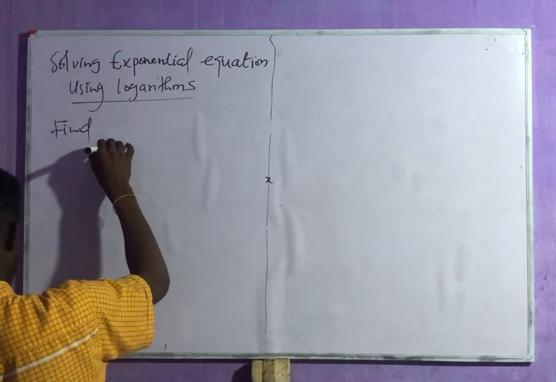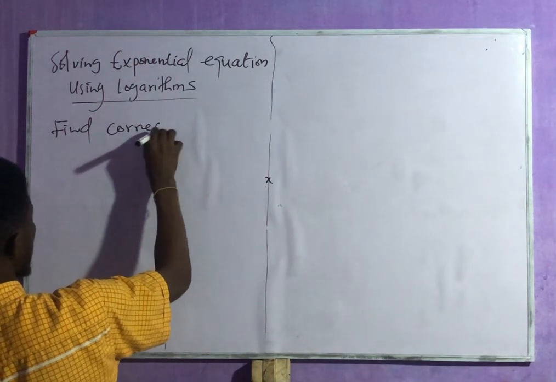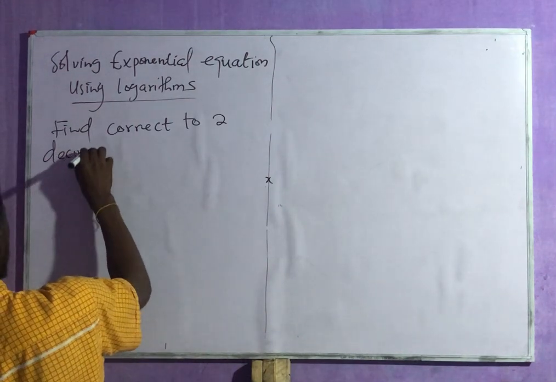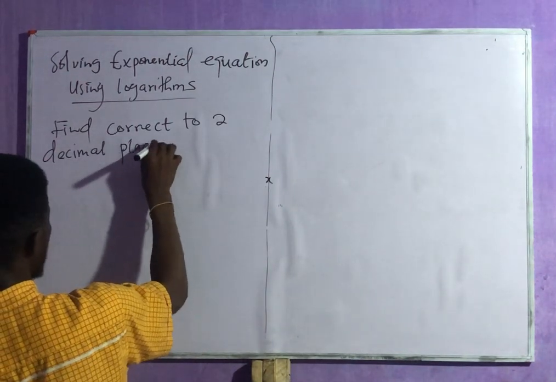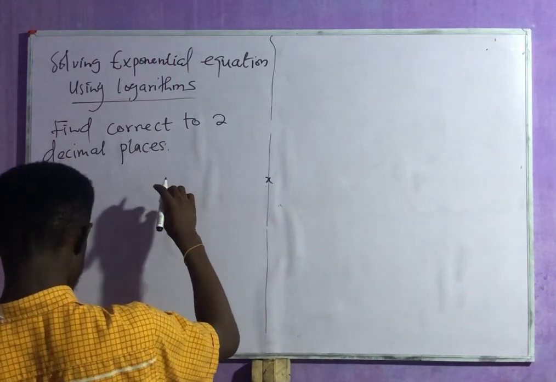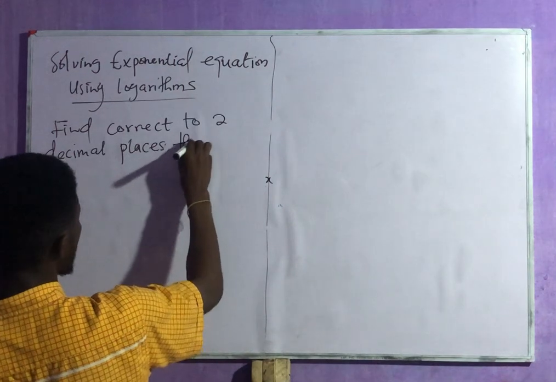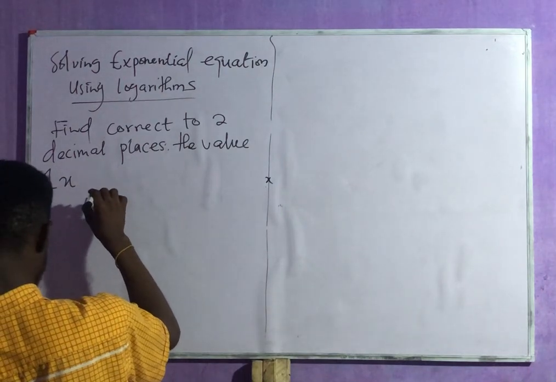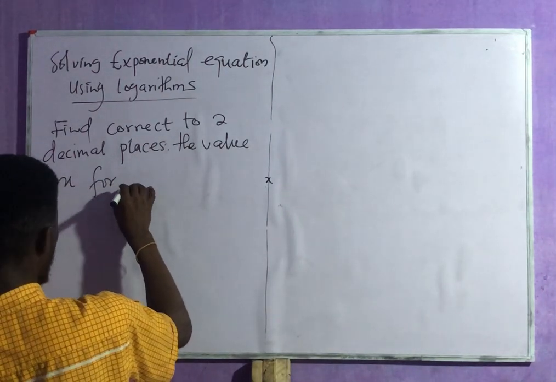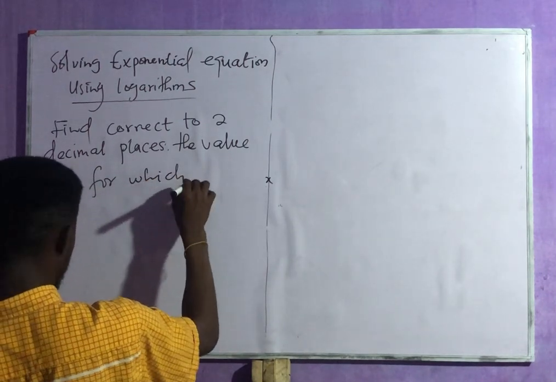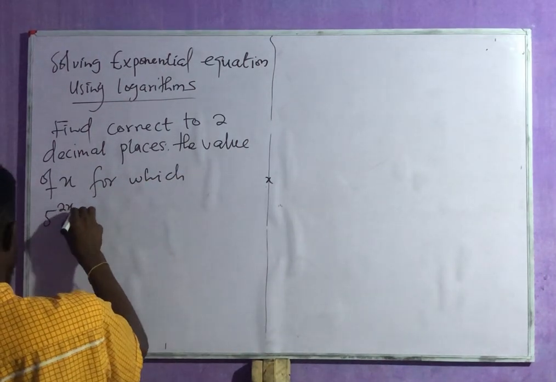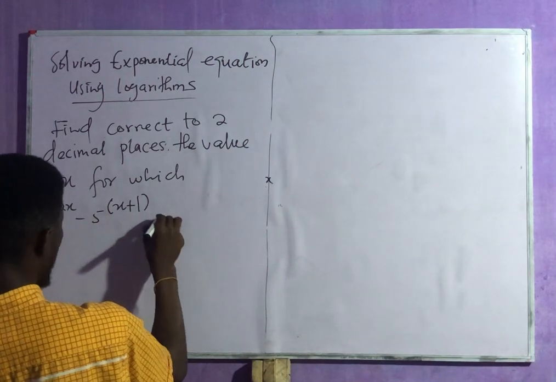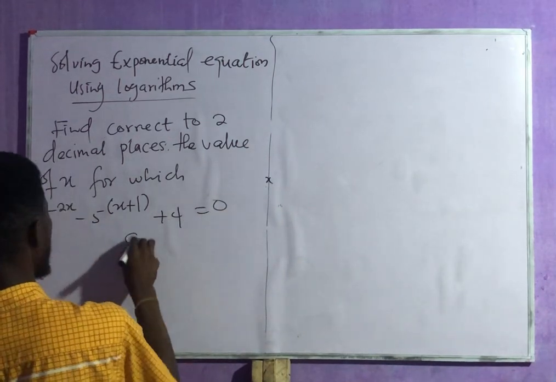Find, correct to two decimal places, the value of x for which 5 to the power 2x minus 5 to the power x plus 1 plus 4 equals 0. This is a very nice question.